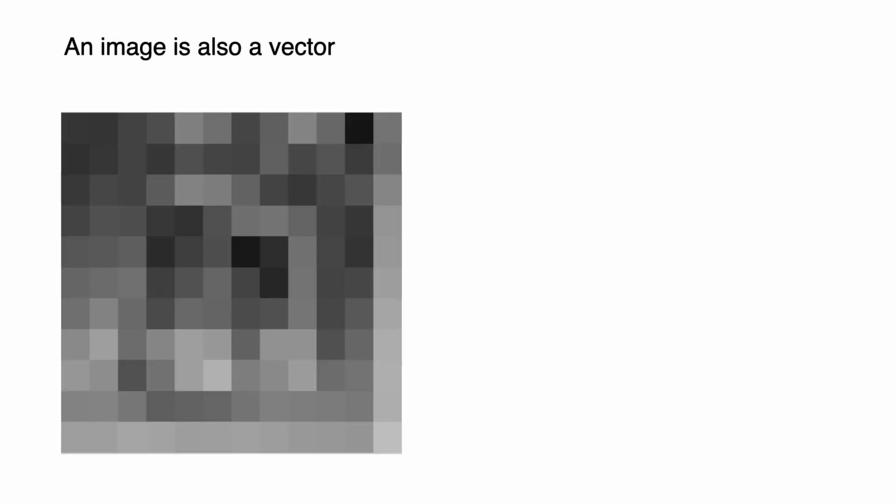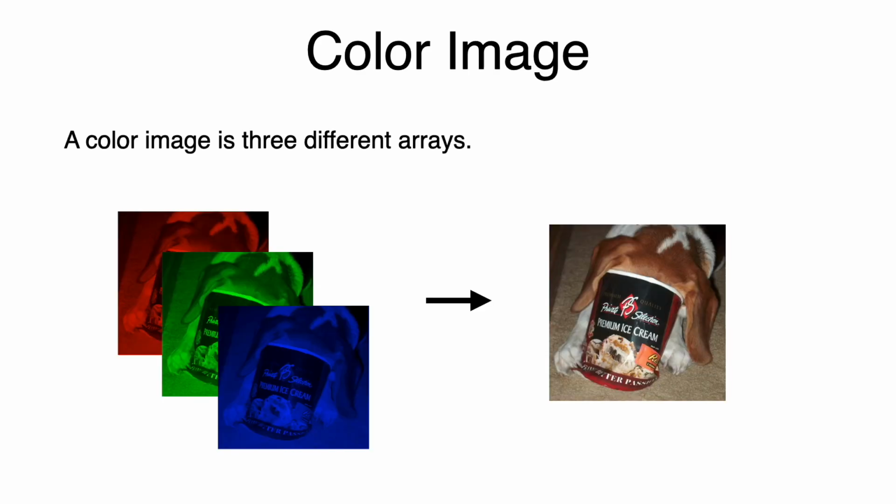An image is also a vector. One way to see that an image is a vector is just to concatenate the columns into a 1D array of numbers. And since we know the size of the image, we could go back and forth from this column to the image, no problem.